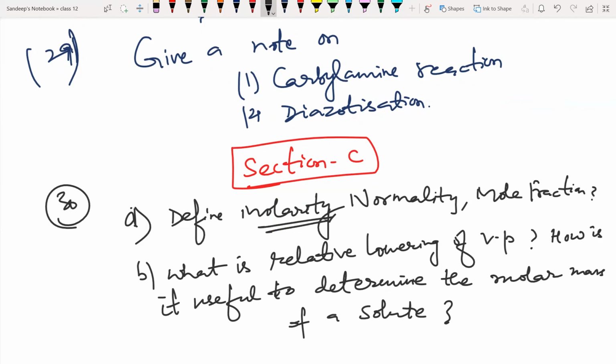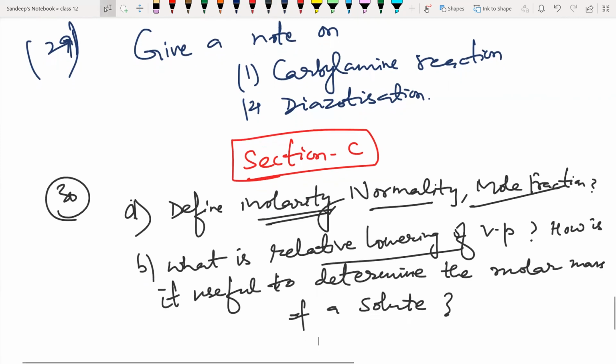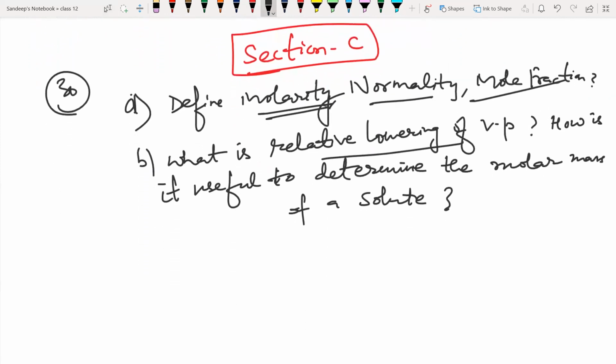Molarity is the number of moles of solute dissolved in 1 liter of solution. Normality is the number of gram equivalents of solute dissolved in 1 liter of solution. Mole fraction is the ratio of moles of one component to that of total components present in the solution. What is relative lowering of vapor pressure? When you add a solute to a solvent, what happens? The vapor pressure decreases. This is called relative lowering of vapor pressure. According to Raoult's law, the relative lowering of vapor pressure for a solution containing non-volatile, non-electrolyte solute is equal to the mole fraction of solute. And this is helpful in determining the molar mass of solute. You can show it mathematically. So it is from the solution chapter. Next question, 31.